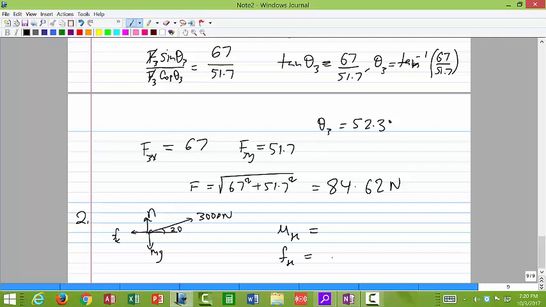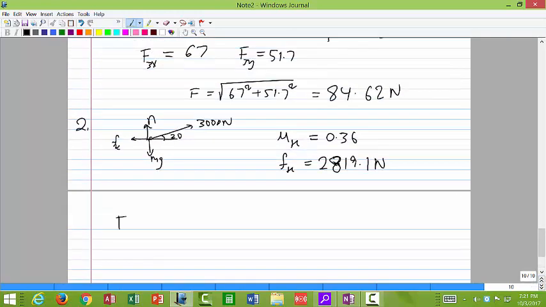Fk, 2819.1 Newton. Like that? Okay. And mu k, who had? I got 0.36. Okay, so let's take a look at it.